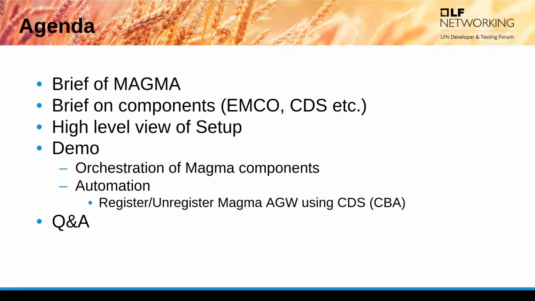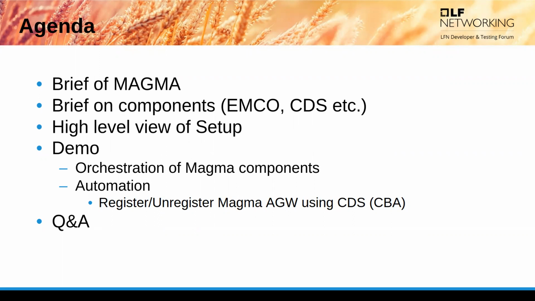So we list down the agenda. We'll talk a little bit about what is Magma, very brief of it. Then the components that we used, AMCO, CDS that comes from the ONAP umbrella, and then a high level view of how the setup was, how the different clusters were, and then how we basically configured it and then we're able to deploy it and make it running. Towards the end, we have a recording where we will showcase all the steps in detail, and we'll talk about all the REST APIs that we used or whatever steps we used for the orchestration process.